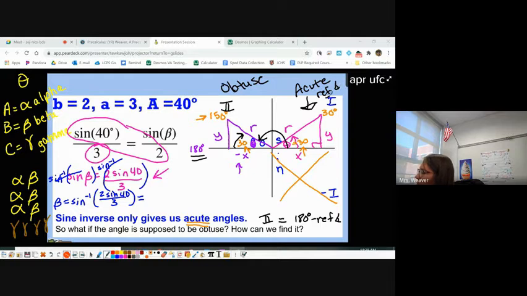The definition of a reference angle is the distance between the terminal side and the closest part of the x-axis. Let me highlight this. The distance between the terminal side and the closest part of the x-axis is the reference angle. In quadrant 1, it's the angle itself. So a 150-degree angle has a 30-degree reference angle. And to use the reference angle to find that angle, we would do 180 minus 30, and that would give us the 150. Questions about that?